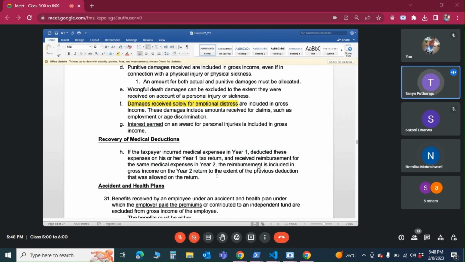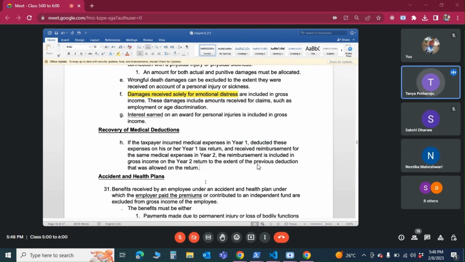Recovery of medical deductions. If the taxpayer incurred medical expenses in year one, deducted these expenses on his or her year one tax return, and received reimbursement for the same medical expenses in year 2, the reimbursement is included in gross income on the year 2 return to the extent of the previous deduction that was allowed on the return.